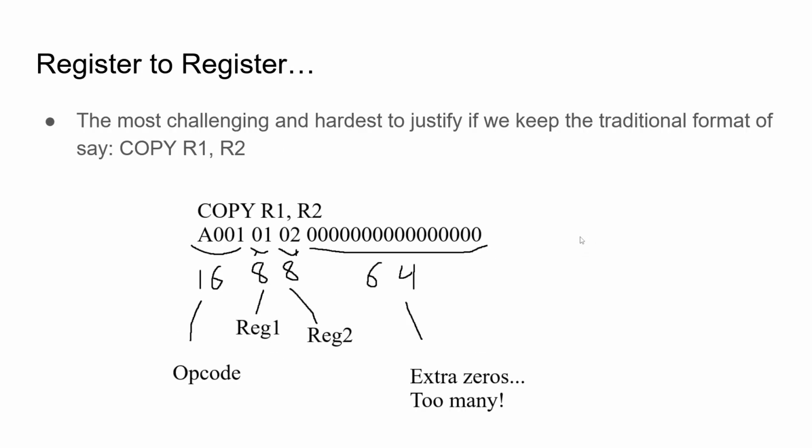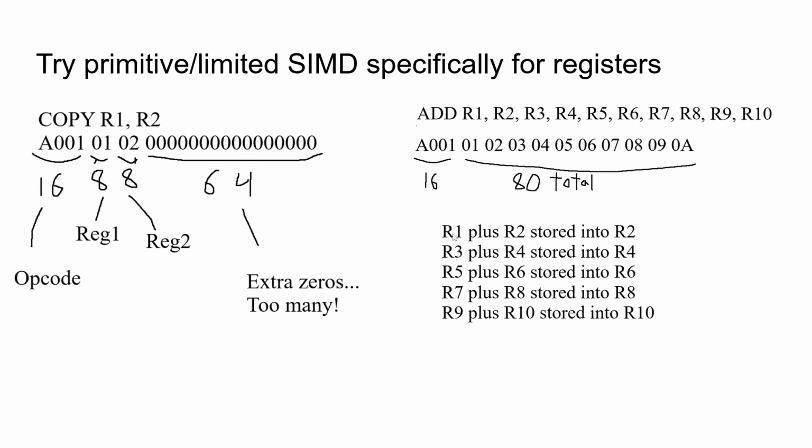Register to register. This is the one where I think it's going to be a little silly, because now we have all these zeros we don't know what to do with. My response is this craziness right here, where I said, okay, it might not work for copying, but you know what we can do with this? The add instruction: R1 plus R2, R3 plus R4, R5 plus R6, R7 plus R8, R9 plus R10, and it works out. And that's awesome.